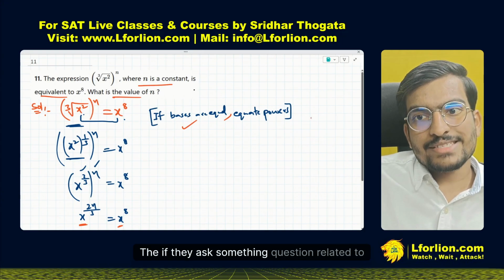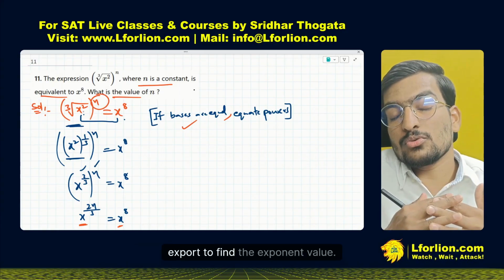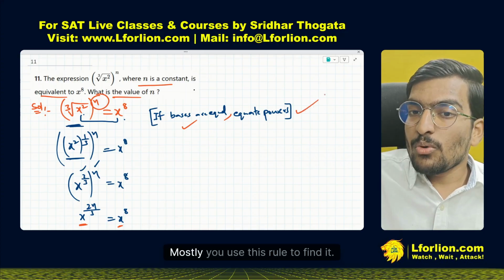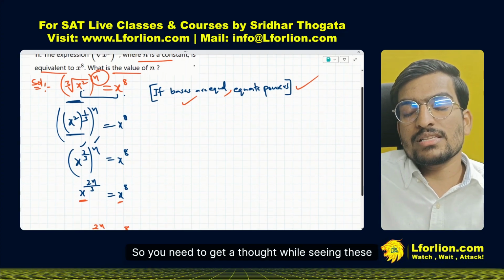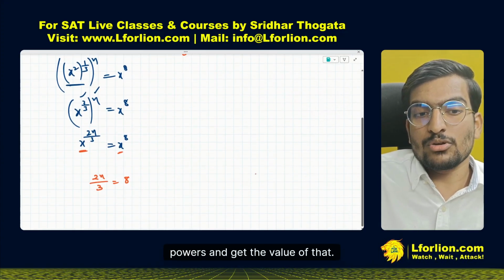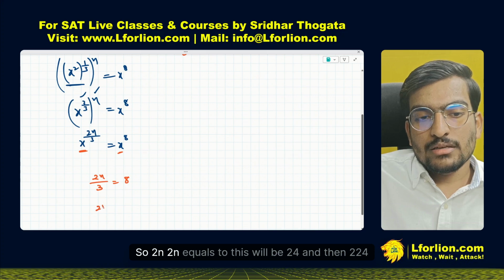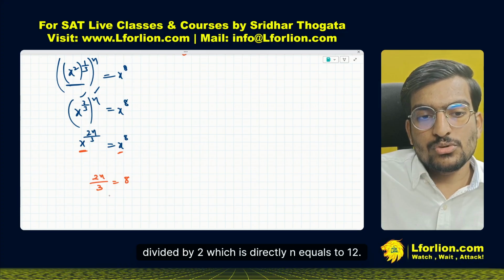If they ask a question related to exponents, to find the exponent value, mostly you use this rule. So you need to get a thought while seeing these kinds of questions: how can I make bases equal so that I can equate powers and get the value? So 2n equals 24, and 24 divided by 2 gives n equals 12.